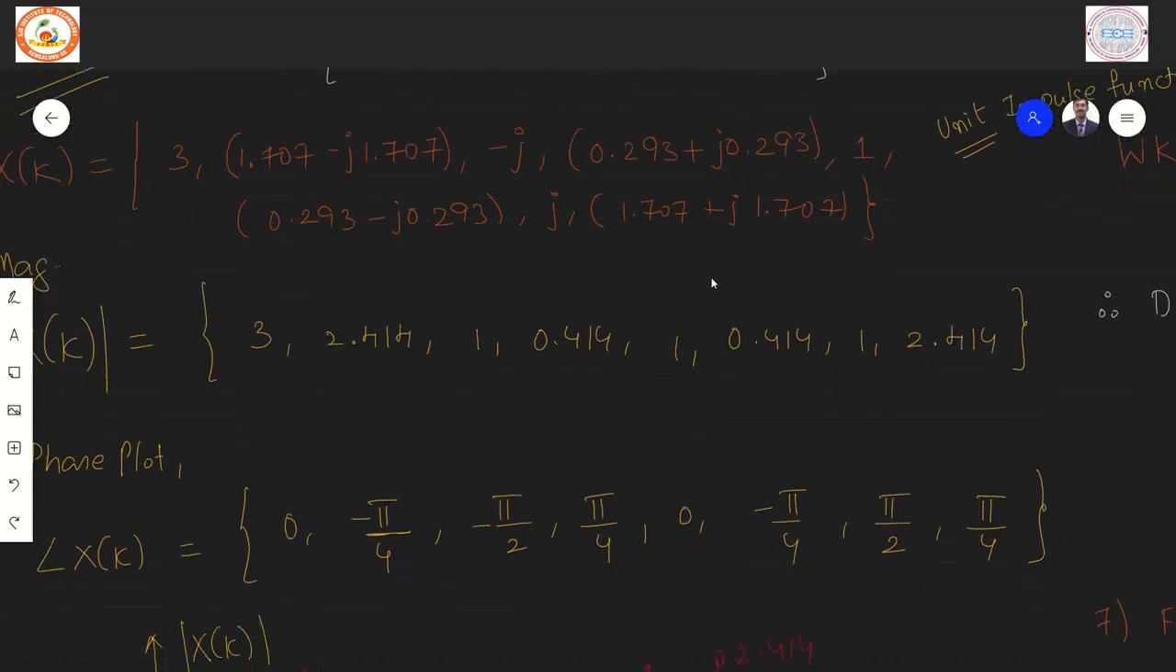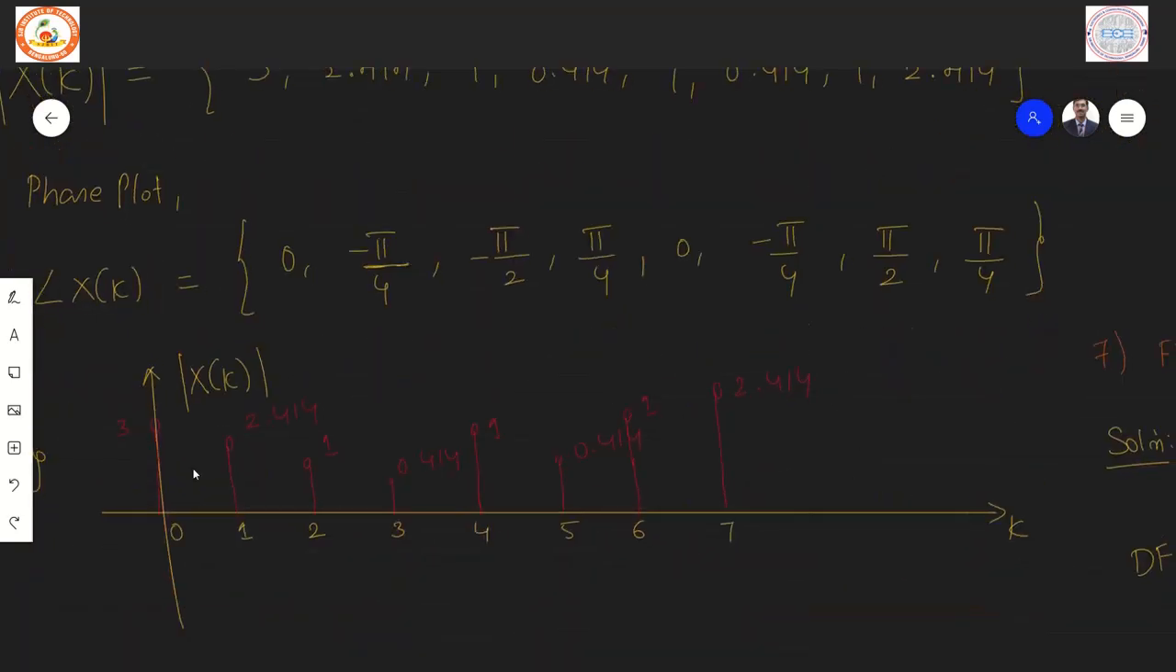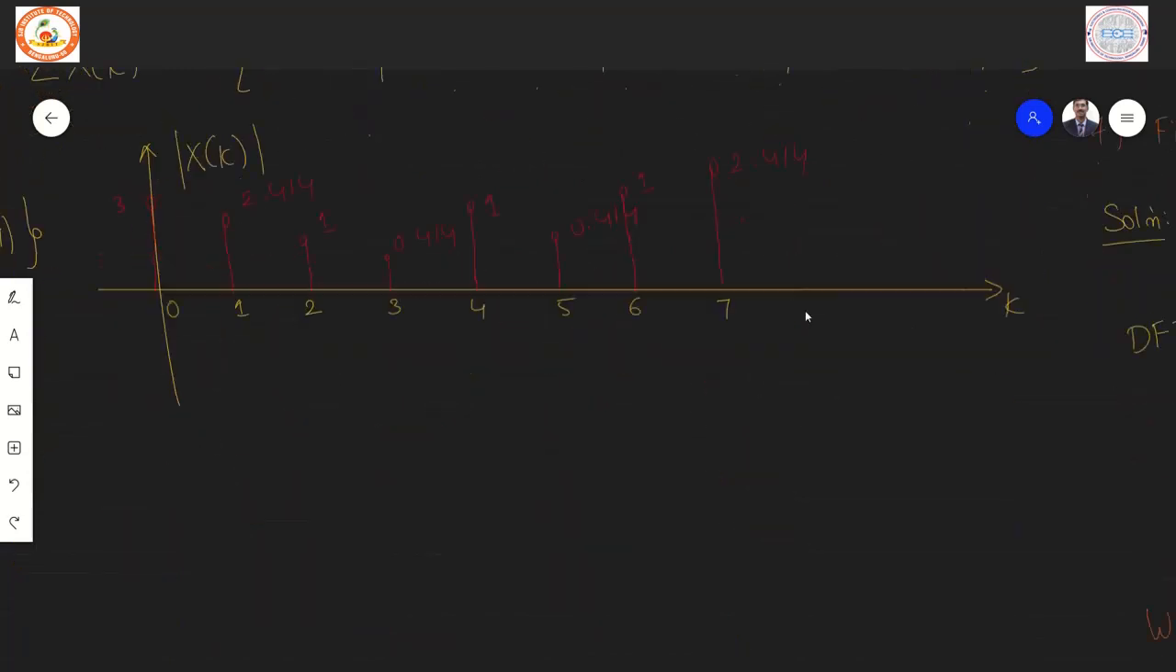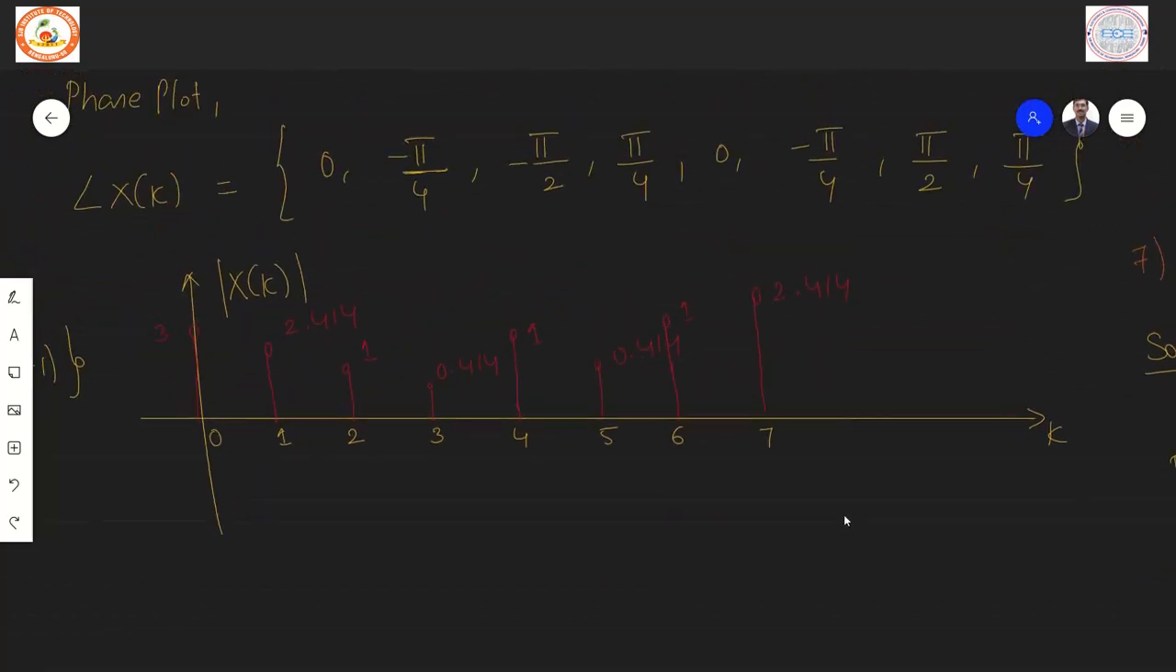So this can be plotted in the form of a graph. Horizontal axis k, vertical axis is magnitude of x of k. So here is the sequence which we have plotted. Similarly, the angle also, if you want, you can plot it.